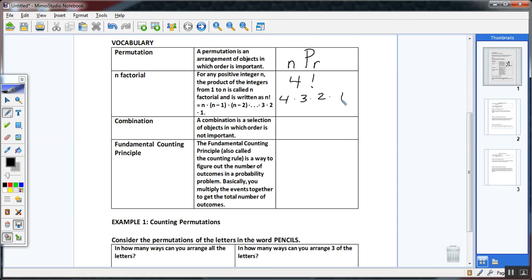24 is what you should get. So 4 times 3 times 2 times 1 is what that is. 4 factorial is going to equal what, kids? 24.